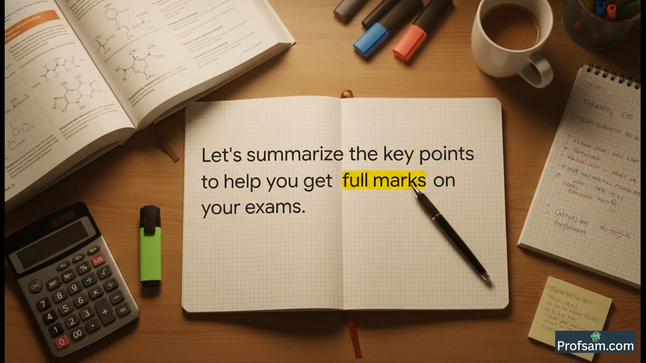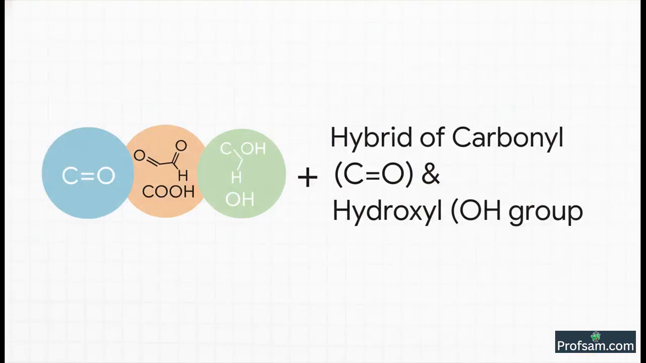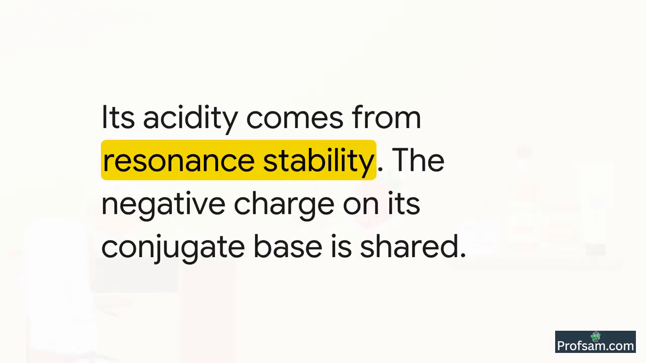Okay, so let's quickly summarize the most important points from our discussion today. If you remember these points, you will do very well. First, remember the core idea about the structure. The carboxyl group is a special hybrid, a combination of a carbonyl and a hydroxyl group attached to the same carbon atom. Second, remember the key concept that explains why it is acidic. It is all because of resonance. The negative charge gets shared between two oxygens, which makes the conjugate base incredibly stable.